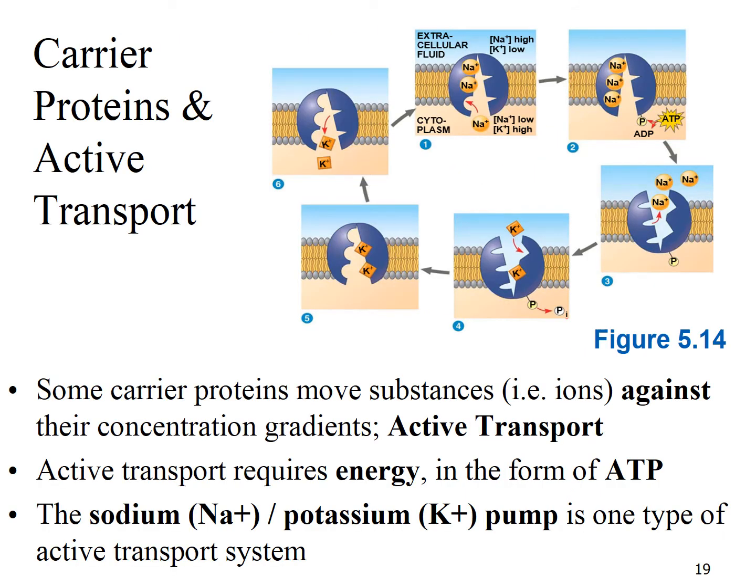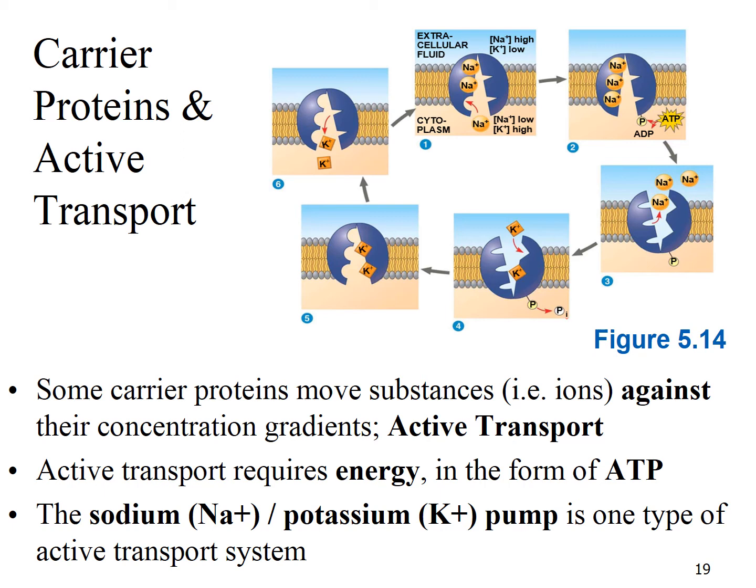Another type of carrier globular protein will do a different type of molecular transport, which we will refer to as carrier globular protein 2. This particular carrier globular protein will use energy to move molecules from an area of lower concentration to an area of higher concentration. So it's building a higher concentration of molecules across the plasma membrane between the extracellular fluid and the cytoplasm.